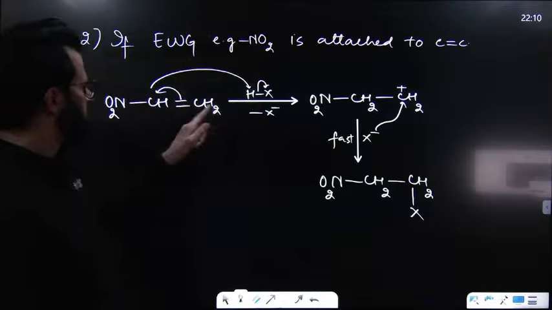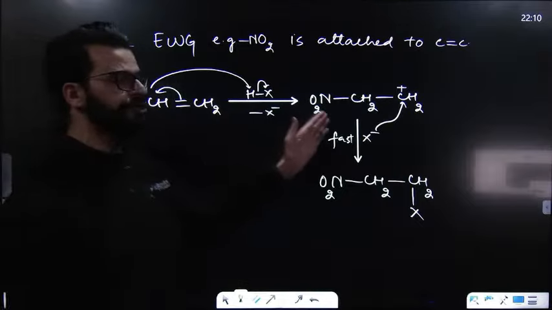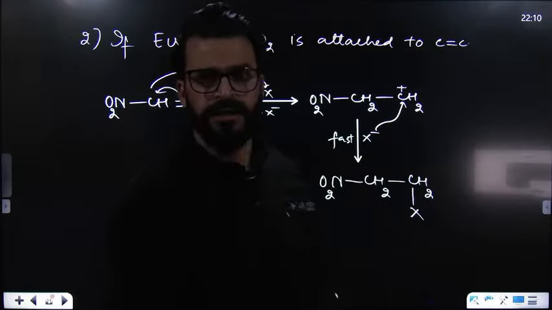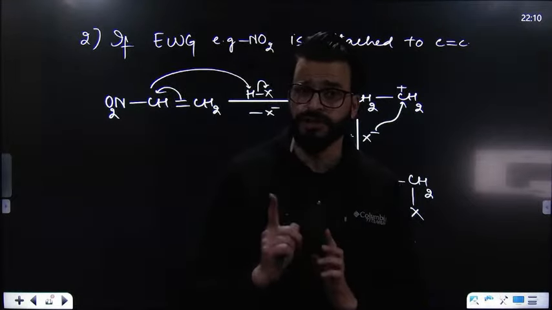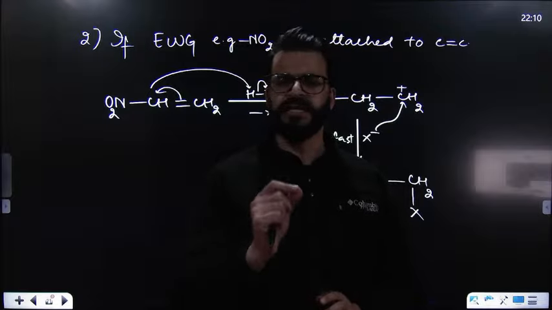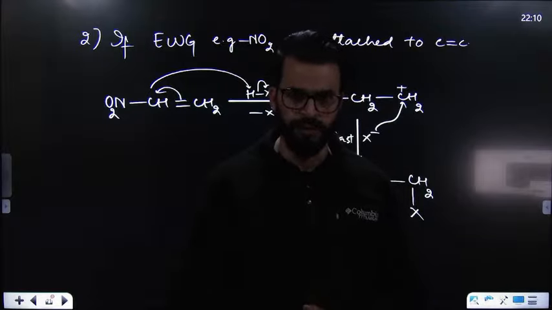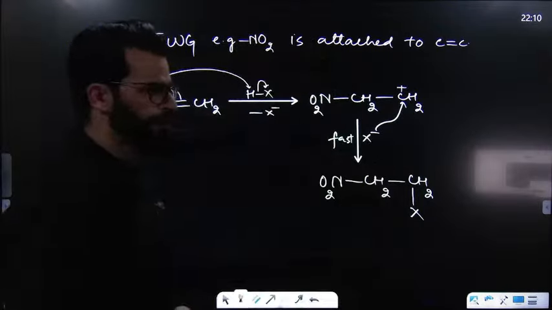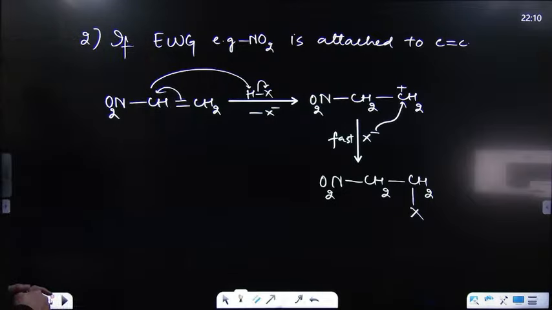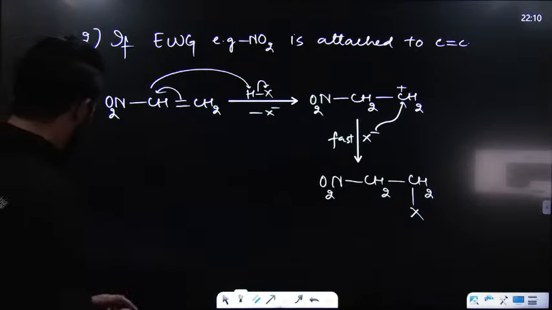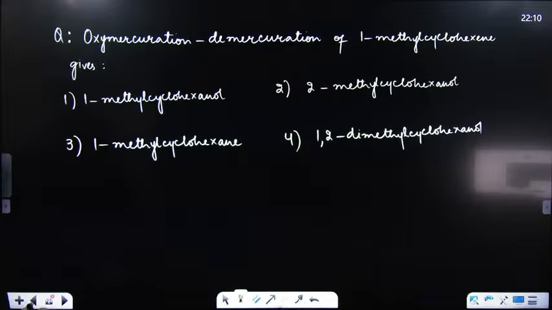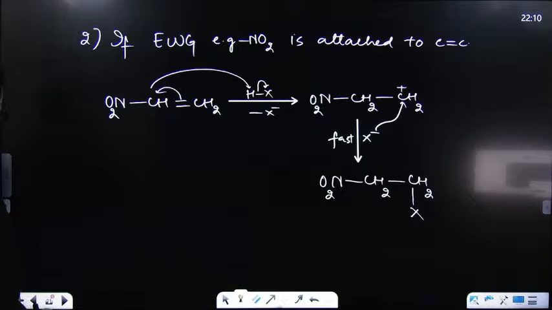But X is not attached to this, X is attached to this. That means the major product is not formed according to the statement of Markovnikov's rule. I hope this is clear to each and every one there. So this was what we call electrophilic addition because of classical carbocation.